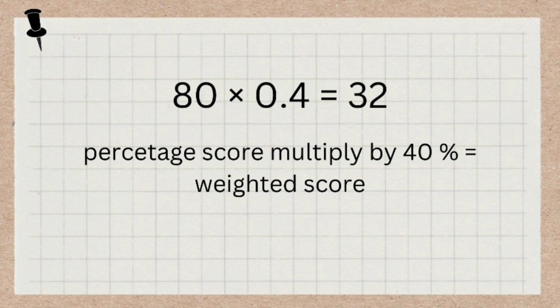The same procedure is applied to other components. So as you can see here, 80 represents the percentage score, and we have to multiply it by 40%, and we can convert it into decimal by simply putting it as 0.4, and the answer will be the weighted score, or 32.